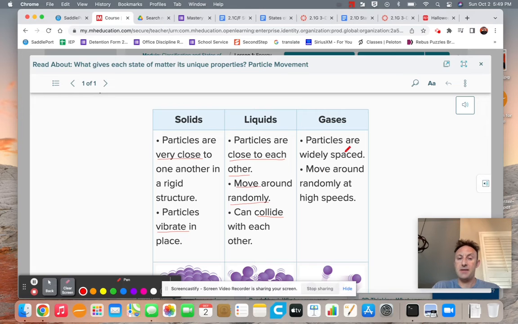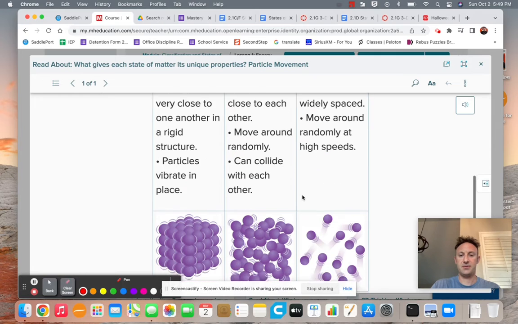Now, gases move completely differently than solids and liquids. Their particles are widely spaced. There's lots of space, and they move around randomly. They move randomly at high speeds. So pause if you need to.